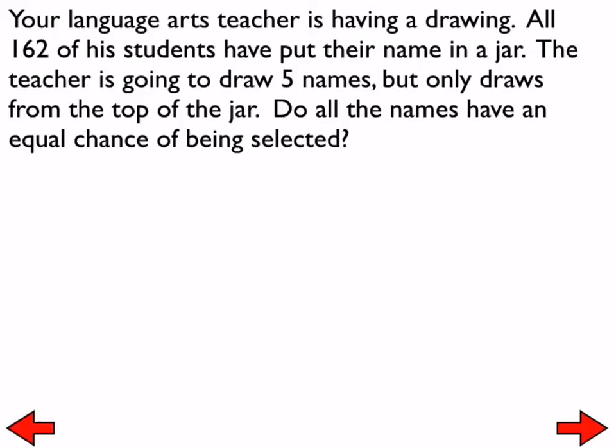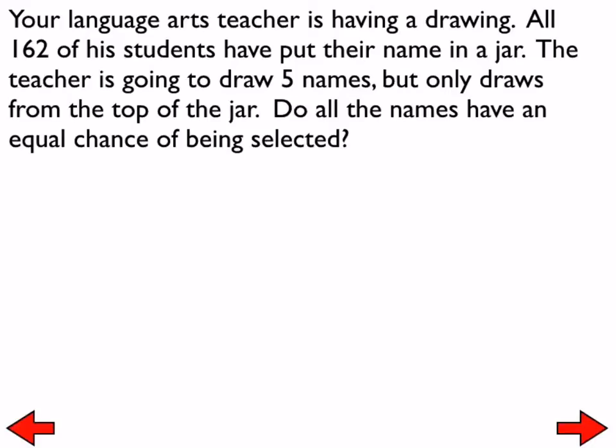Your language arts teacher is having a drawing. All 162 of his students have put their name in a jar. The teacher is going to draw 5 names, but only draws from the top of the jar. Do all the names have an equal chance of being selected? Yes or no? No. All right, so what might he do instead or differently to make it that way?